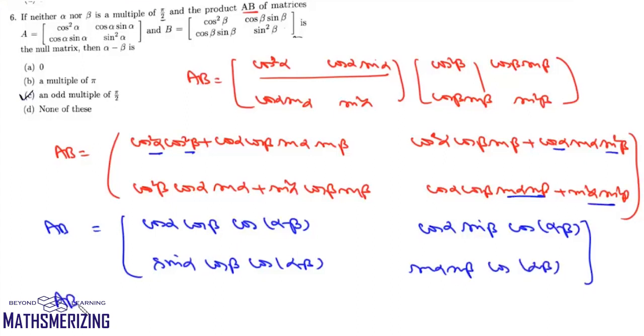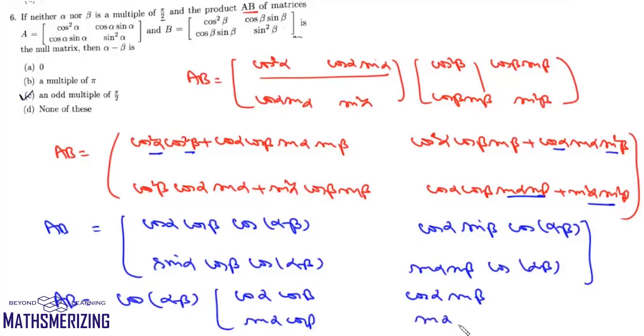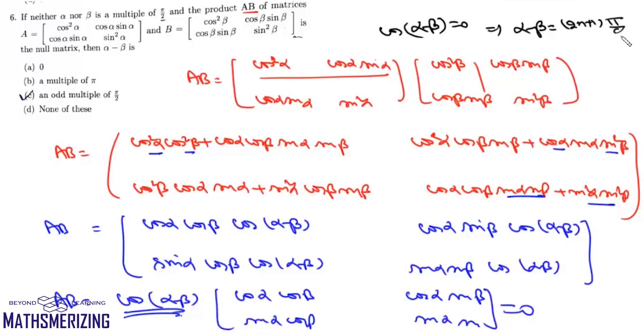So we can write AB as cos alpha minus beta into the matrix cos alpha cos beta, cos alpha sin beta, sin alpha cos beta and sin alpha sin beta. Now it is given that it is a null matrix, so it will be a null matrix when cos alpha minus beta is 0. So if cos alpha minus beta is 0, it simply means alpha minus beta must be an odd multiple of pi by 2, and that's your option number C.